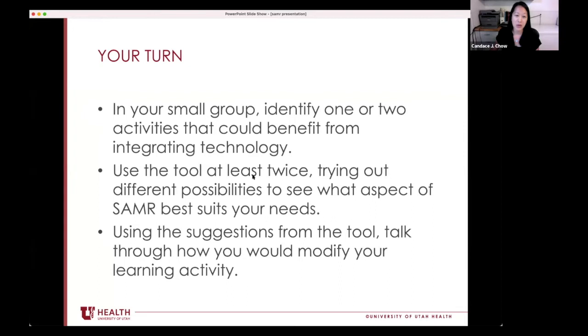I would say use the tool at least twice, or maybe each of the 4 or 5 of you just takes a different approach, trying out different possibilities to see what aspect of SAMR best suits your needs. And then based on what the survey spits out for you, you can talk through how you might go about modifying that learning activity. So feel free to speak up with any questions now. And if there are no questions, then we can move into our breakout rooms.